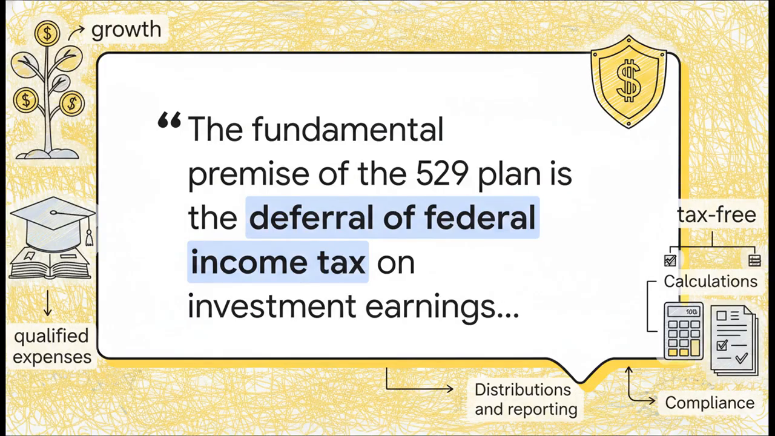And this quote right here, this is the core principle that guides everything, and I mean everything we're about to dissect. The idea is simple on the surface: tax-deferred growth and then tax-free withdrawals for qualified expenses. But that simple idea is the bedrock of the entire 529 plan structure. It's exactly why all these rules for distributions and reporting are so specific and why it's so critical to get them right. Every calculation, every compliance step, it all flows from this one concept.